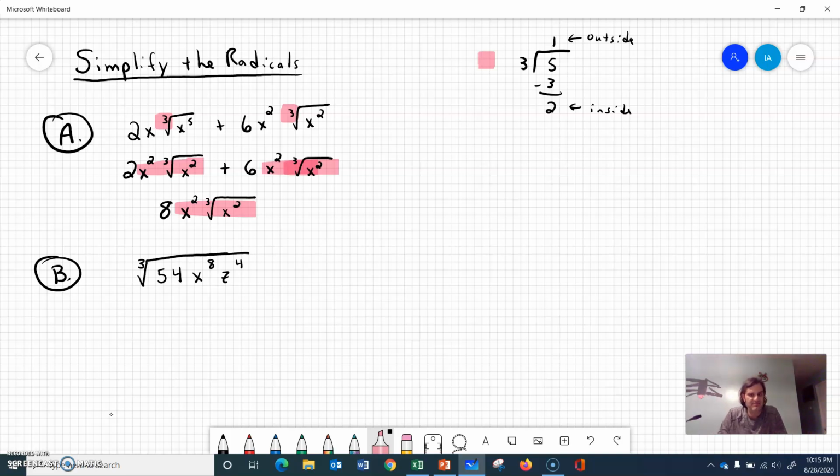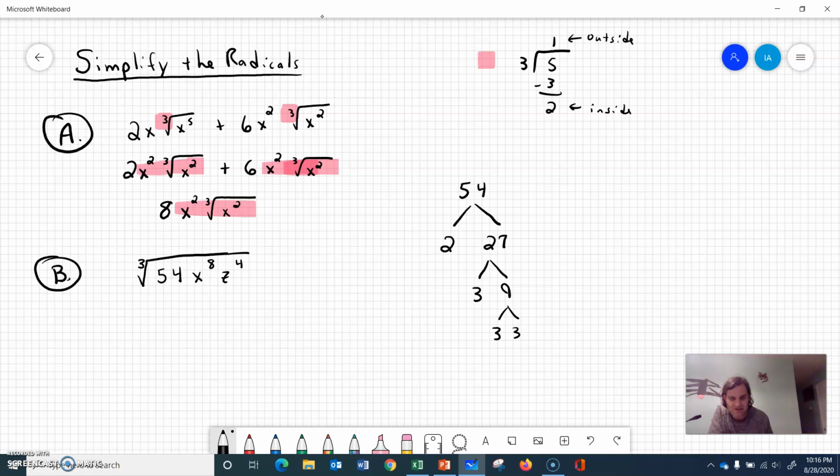Okay, the second one here, B, is the cube root of 54x to the 8 z to the fourth. So numbers and variables are handled differently. So first of all, let's look at tearing this 54 apart. 54 might not be the most common number for you, but it is, I believe, 2 times 27. 2 is prime. 27 is 3 times 9. And then 9 is 3 times 3.